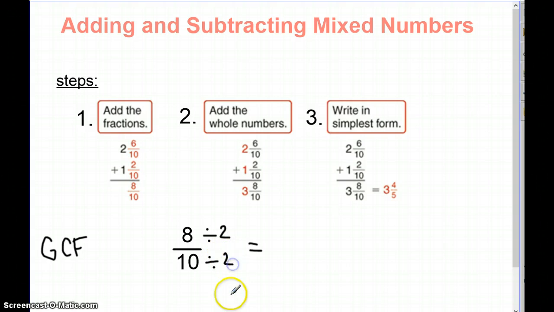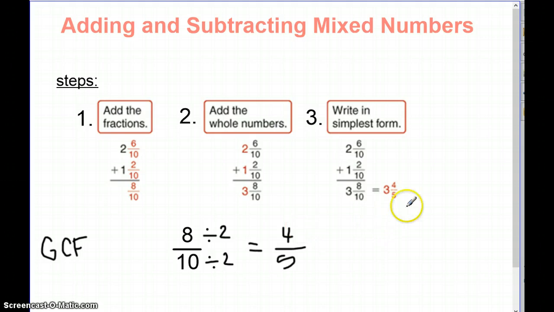That's the biggest factor that they have in common. So now I'm going to go ahead and divide the numerator and the denominator both by 2, because whatever we do to the top, we do to the bottom. 8 divided by 2 is 4. 10 divided by 2 is 5. So the most simplified form of 8/10 is 4/5.